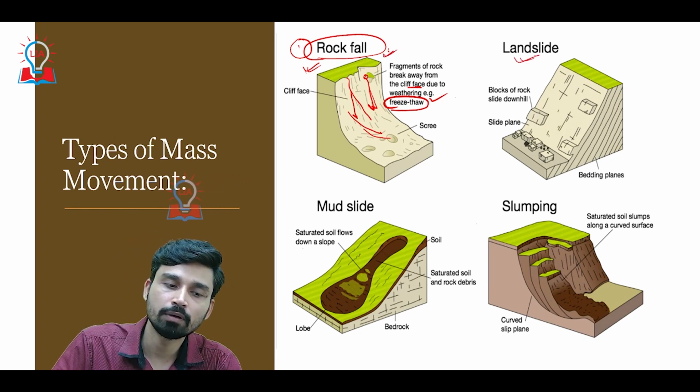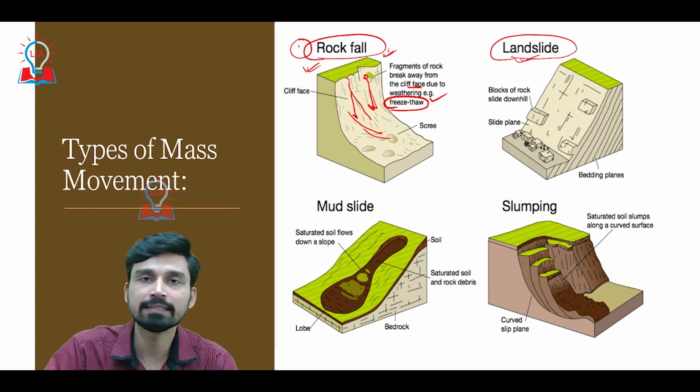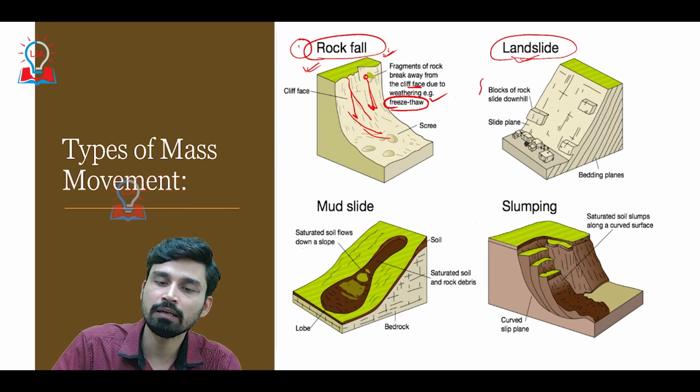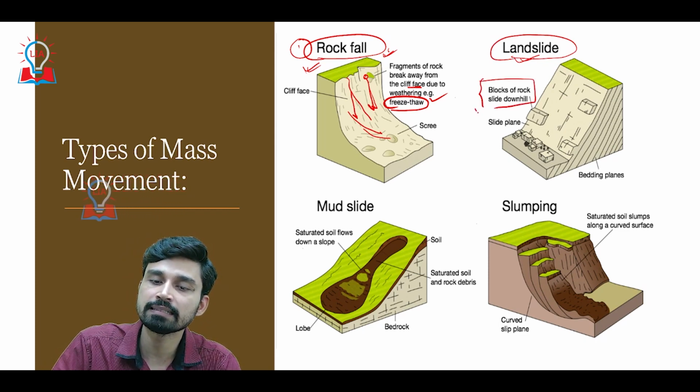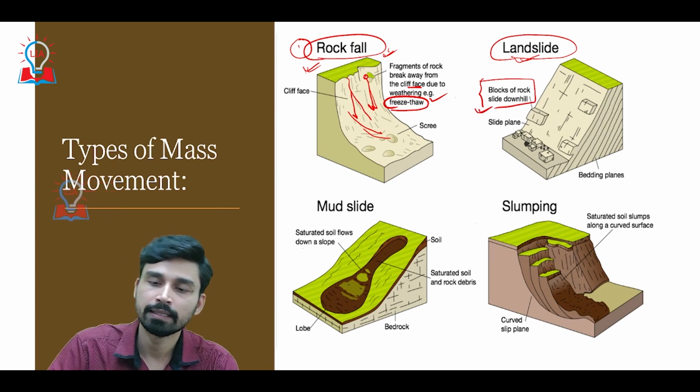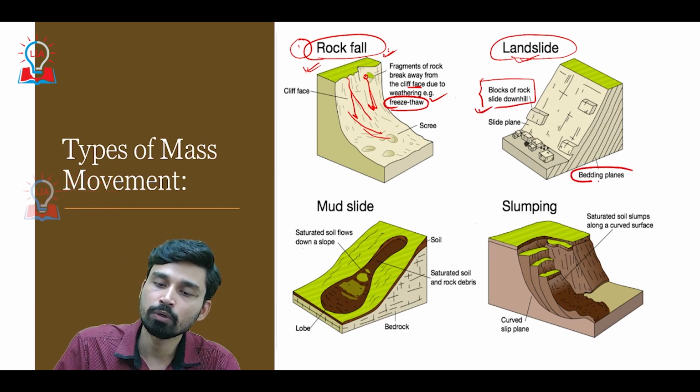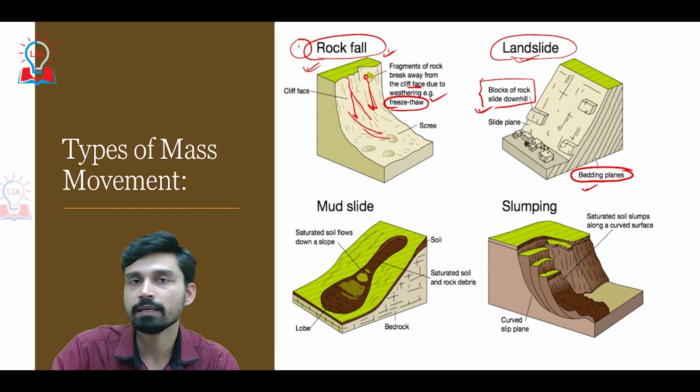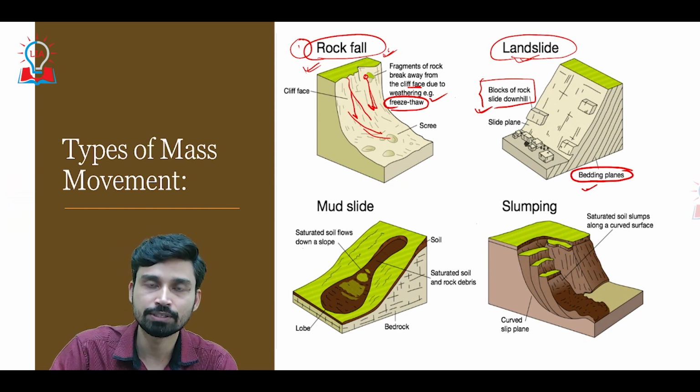The second kind of mass movement is called landslides. A landslide is when a large block of rock suddenly slides in the downhill direction, which we generally see in mountainous areas and hilly areas, especially in the rainy season.